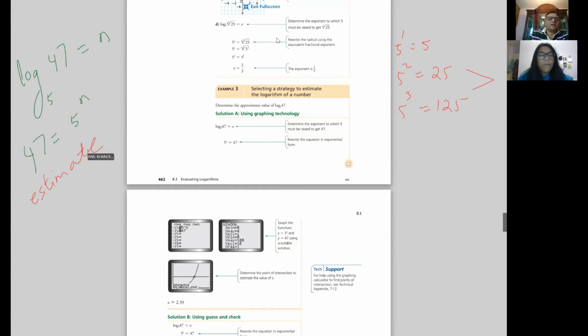How would you go about estimating the number? Just use a calculator. Do 5 to the power of 2.3, let us say. What do you get? 40.5. So that is lesser. So 5 to the power of 2.4 is how much? 47.5. Not bad. So slightly higher. 5 to the power of 2.39. One decimal place.